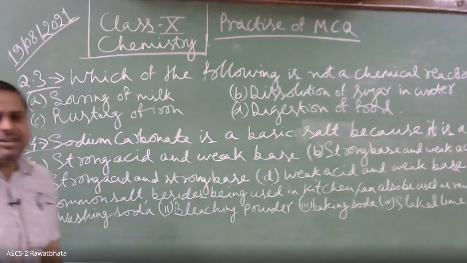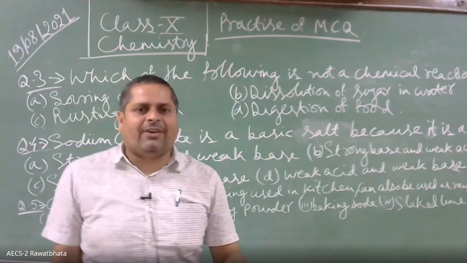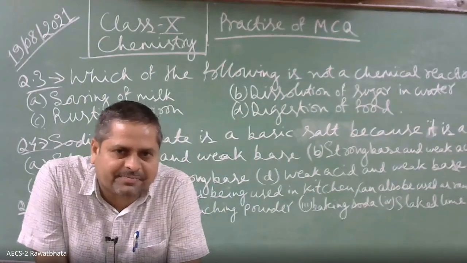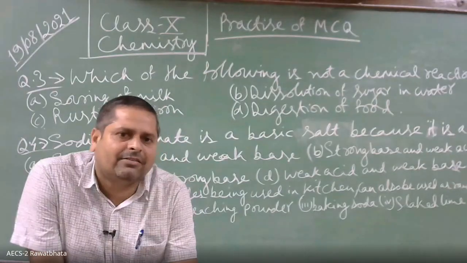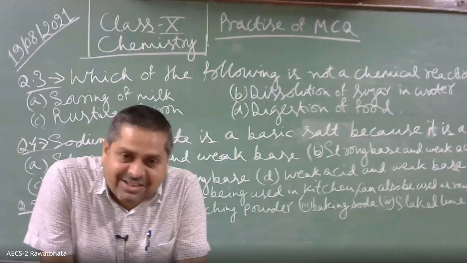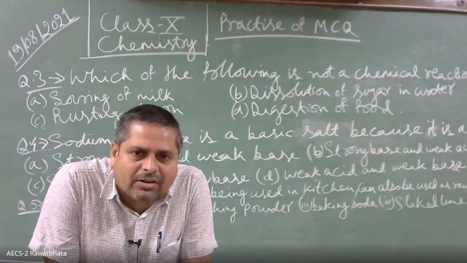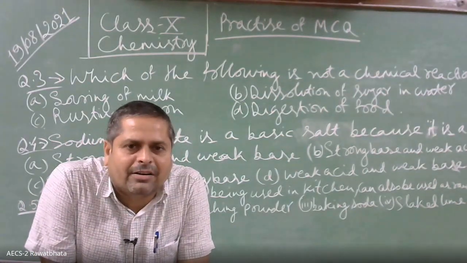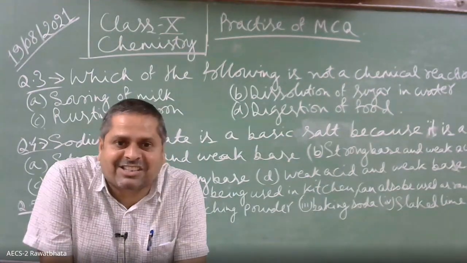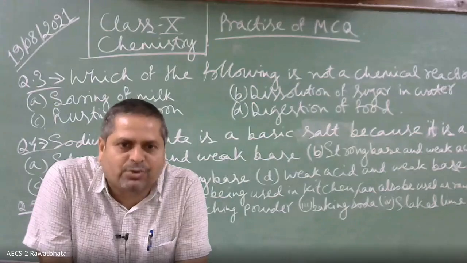Vinisha, can you name the acid and the base from which this salt has been formed? Base is NaOH. NaOH is a strong base. And the acid from which it is formed? H2CO3, carbonic acid. H2CO3 is carbonic acid.